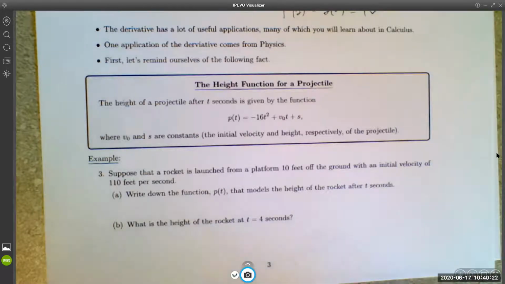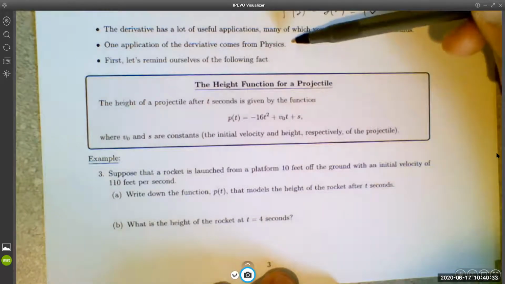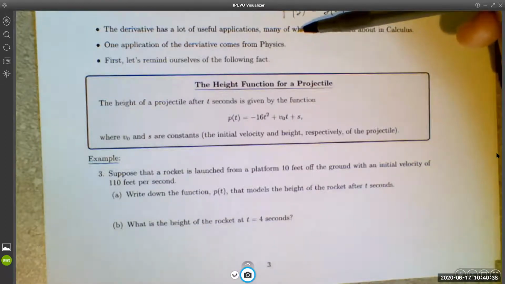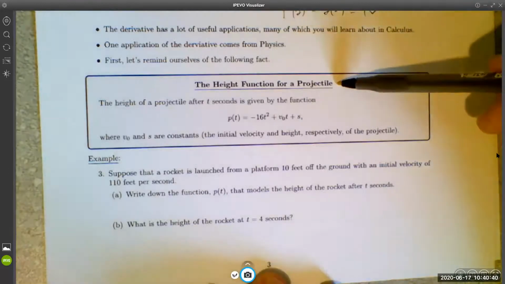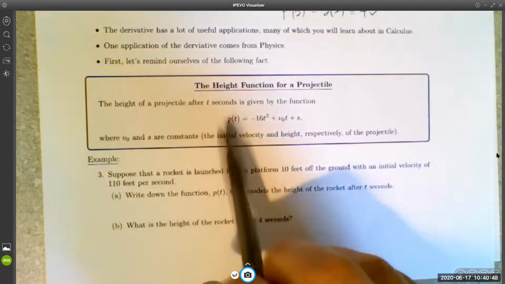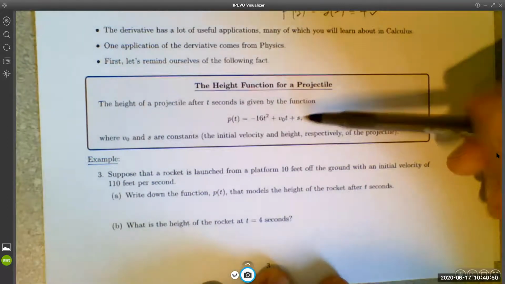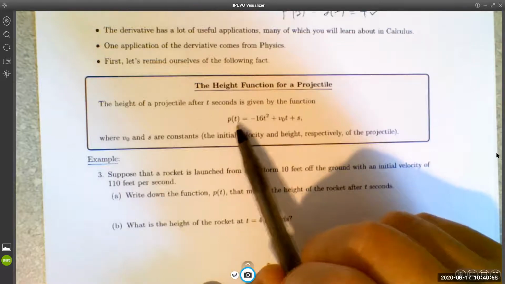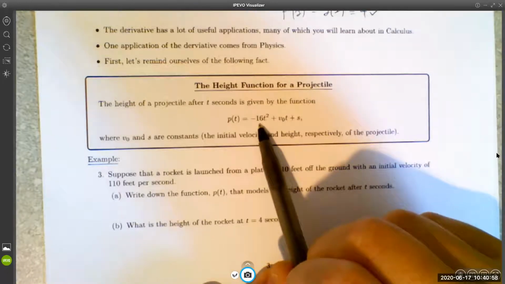But he wanted to understand physics better, and calculus turns out to be really, really useful to understand physics, right? So one of the ways that calculus comes in physics, and the derivative in particular, is as follows. You may remember from previous algebra classes, or if you had physics in high school or something like that, that the height of a projectile t seconds after it's launched is given by this function, right? So the height, we'll use p for position, is negative 16t squared.